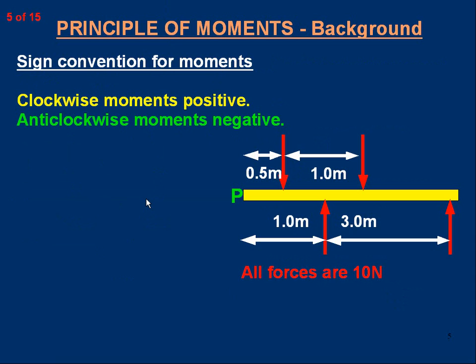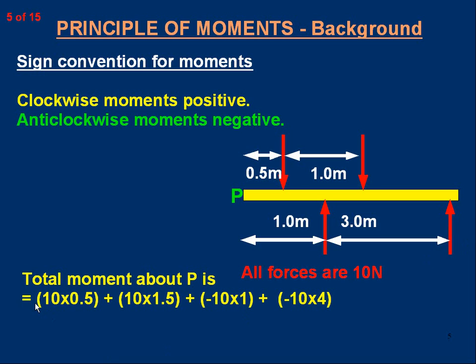Well, we'd do this. We'd say the total moment about P is, and we go round adding the moment of each force. So the order doesn't really matter. Let's do it left to right. 10 times 0.5, that's 10 newtons times half a metre is the first moment. We then add the second of the moments, which is 10 newtons times 1.5. That's the second term. Bottom left, we've got 10 newtons times 1.